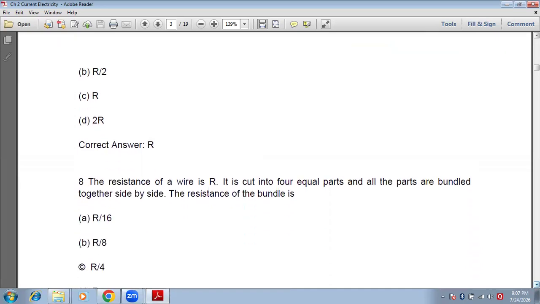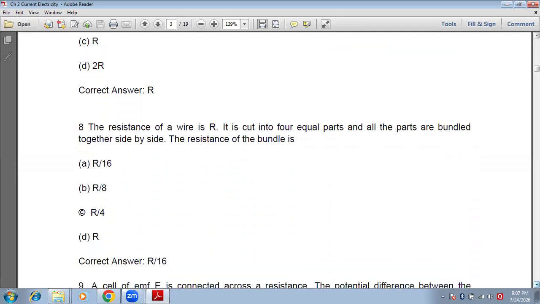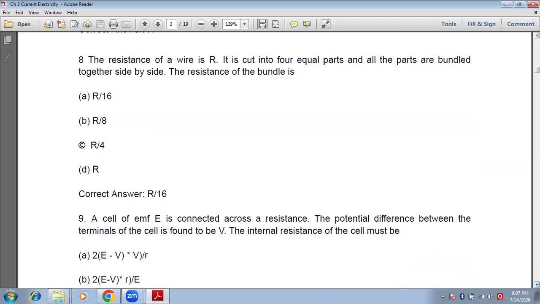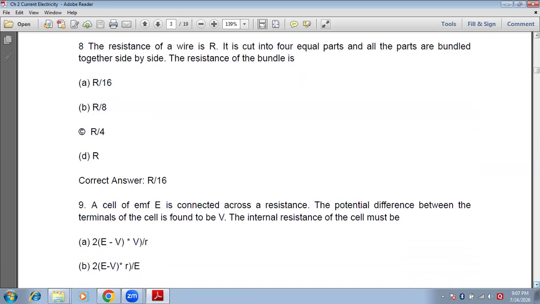8. The resistance of a wire is R. It is cut into 4 equal parts, and all the parts are bundled together side by side. The resistance of the bundle is A. R divided by 16, B. R divided by 8, C. R divided by 4, D. R. Correct answer, R divided by 16.